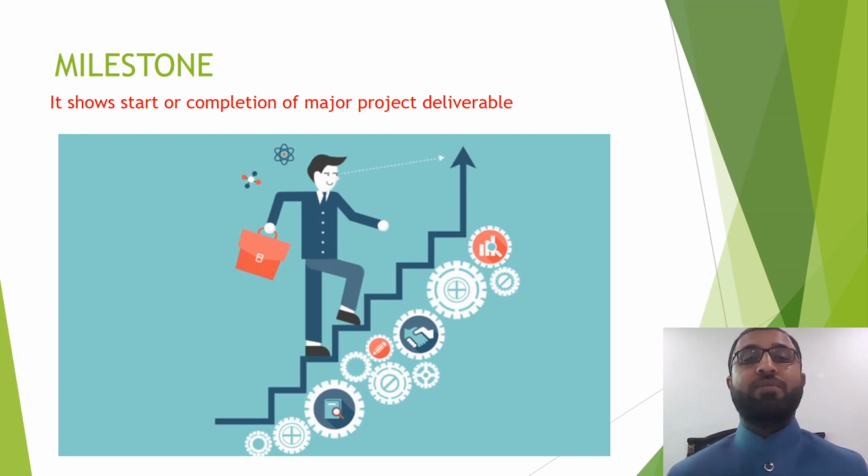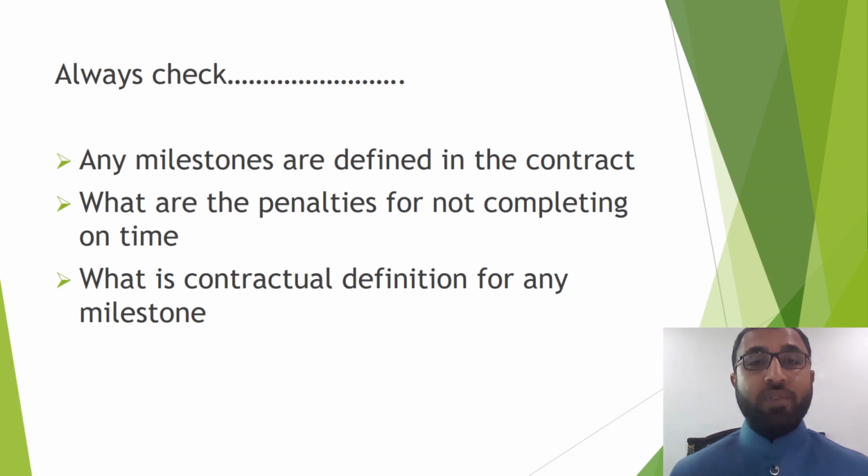Similarly, some milestones have start dates. For example, the start of the architectural works, the start of the MEP works, the start of the elevator works. So you have different milestones, and different penalties are set aside in your contract schedule for different milestones. So don't miss any milestone in your baseline schedule. That is most important. Always check that any milestones defined in the contract should not be missed.